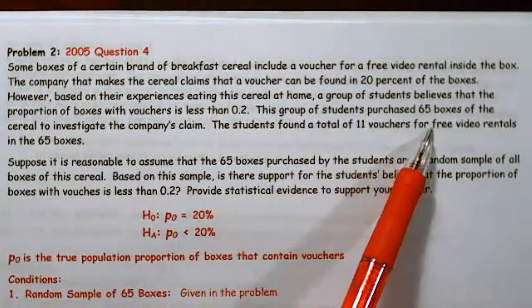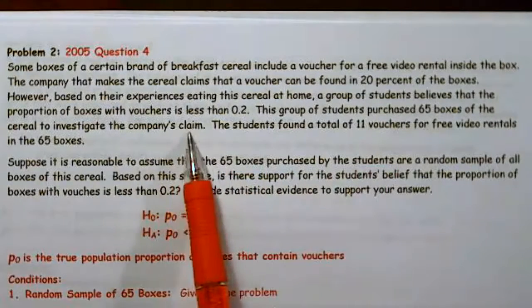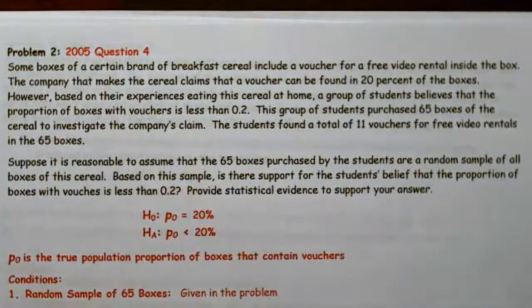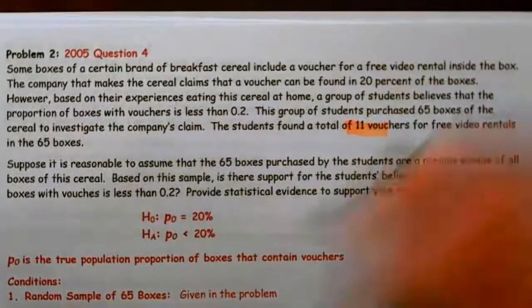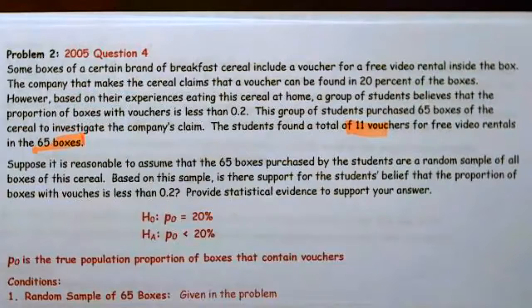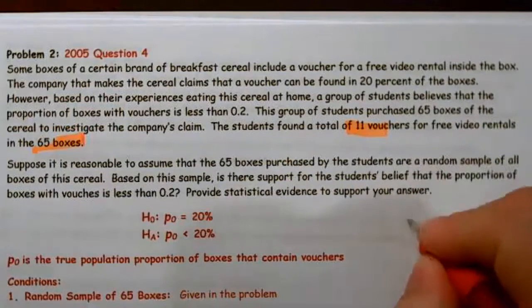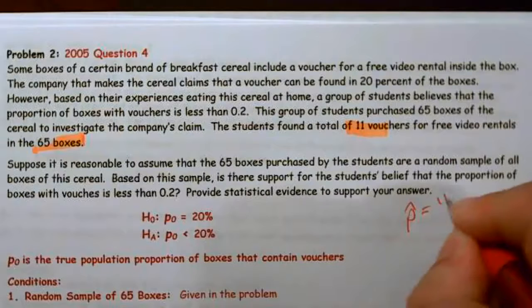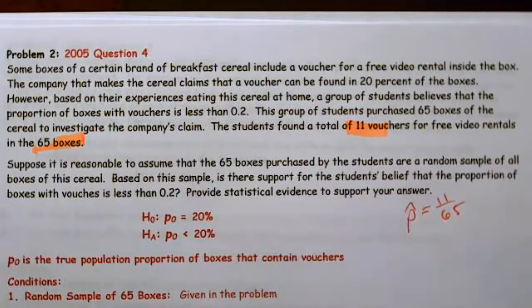This group of students purchased 65 boxes of cereal to investigate the company's claim. The students found a total of 11 vouchers in the 65 boxes. All right? So right there, they're telling you, we have 11 out of 65. So this would let me know that I have a p-hat of 11 over 65, whatever that is.